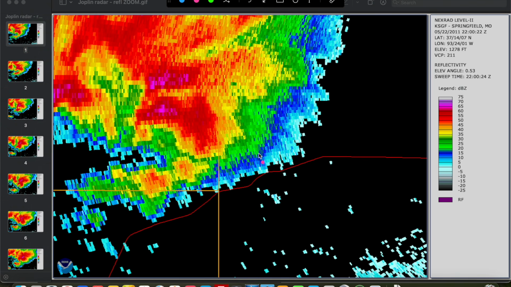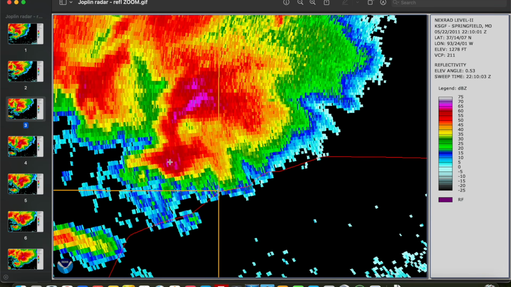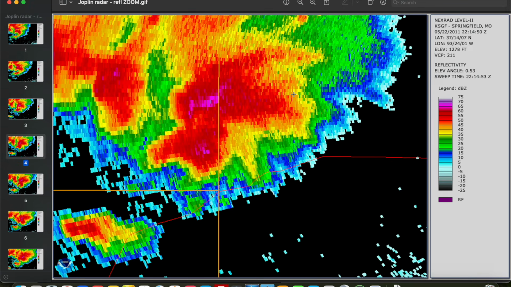And again, here is Joplin right in here. Storm B started to develop its own hook echo here. You can see it started to wrap up there. Storm A had started to merge with the ongoing supercell toward the north. And over time, a new storm started to develop toward the south. Storm B merges with Storm A and the ongoing storm cluster that Storm A had already merged into.